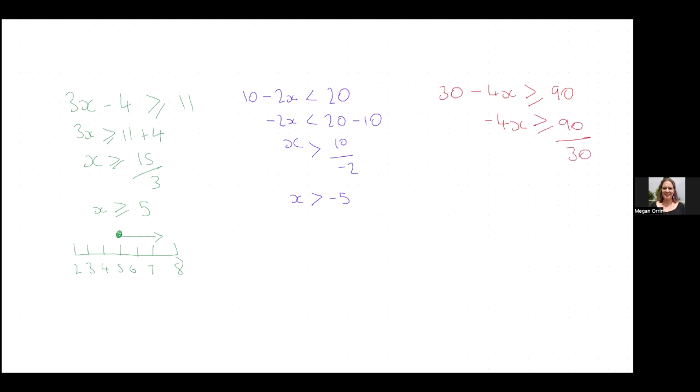All right, so then I'm going to divide by a negative. So this is 3 divided by -4. So I must flip the sign. Oh, yeah, why did I do that? That's a really good point. I did something incredibly stupid. That should have been a subtraction. What happened to my brain there? It's 90 minus 30. So X is greater than or equal to 60 divided by -4.